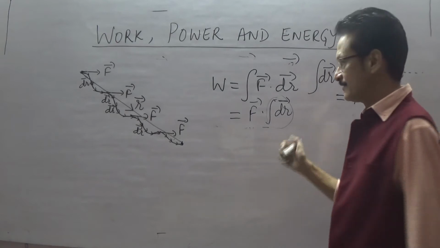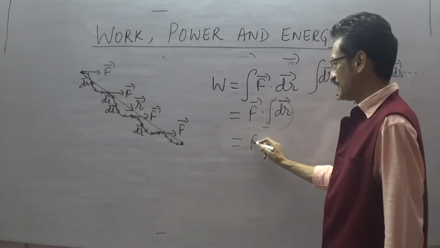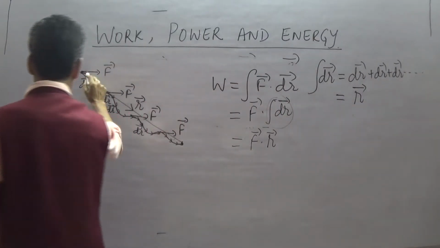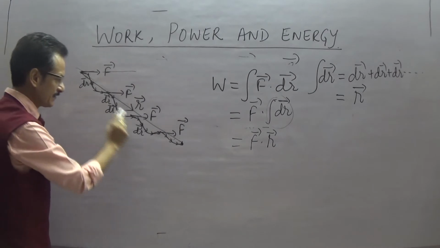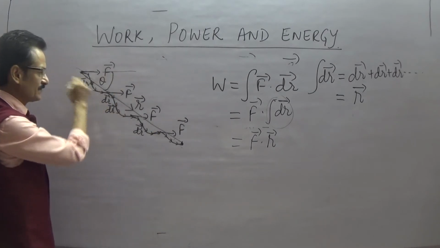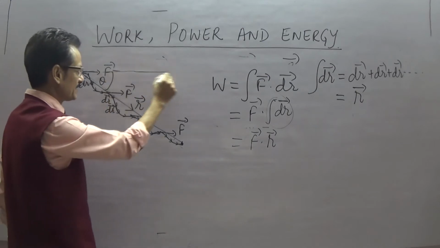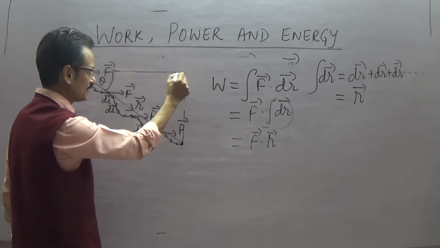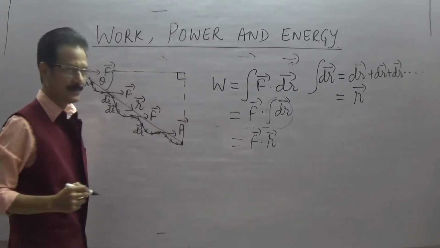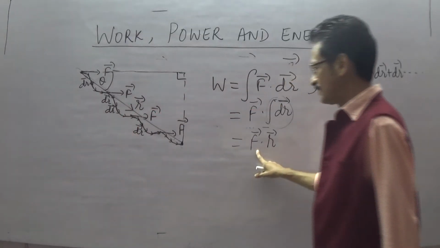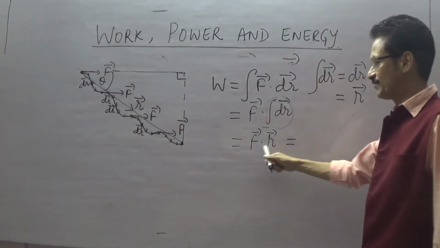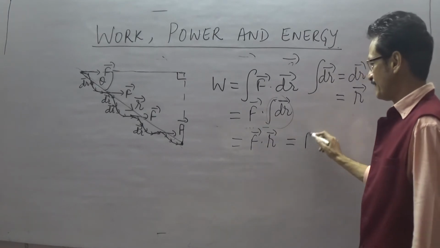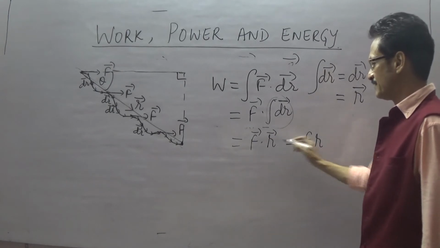This is vector integration. So this boils down to f dot r vector. Now the angle between f vector and r vector is theta, which is quite obvious from here. And you extend this line and drop a perpendicular from this point on this line. This is 90. Now you just use the formula for dot product. This boils down to mod of f into mod of r into cos theta.